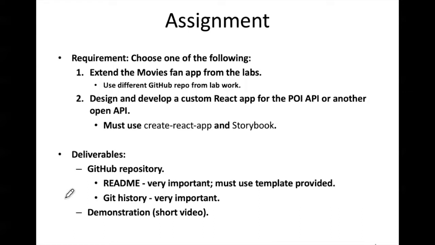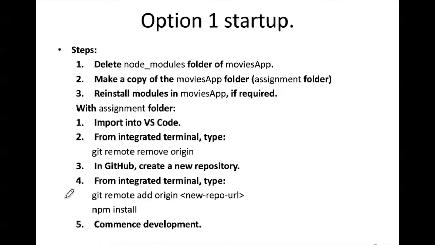Now, the rest of this presentation is assuming you're going to go for option 1, extending the Movies fan app. And before you start working on the assignment, I'm suggesting that you carry out these kind of steps here. Essentially, I want you to make a copy of the source code on your desktop and also have a separate GitHub repo where you're going to be pushing your assignment work to.